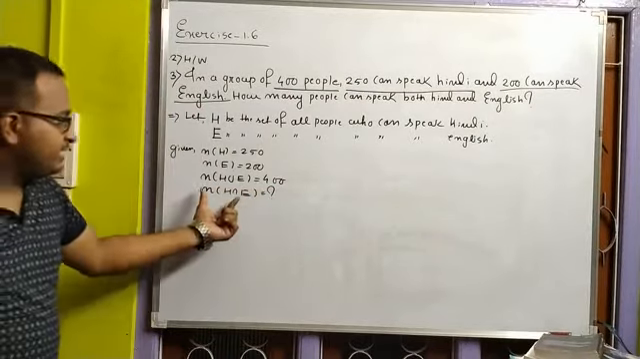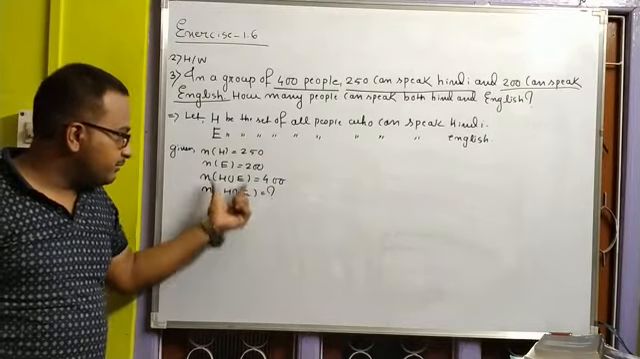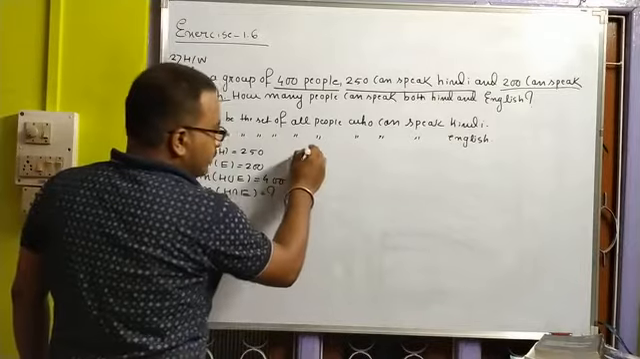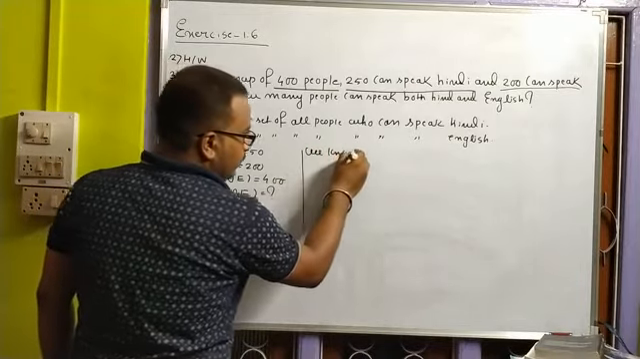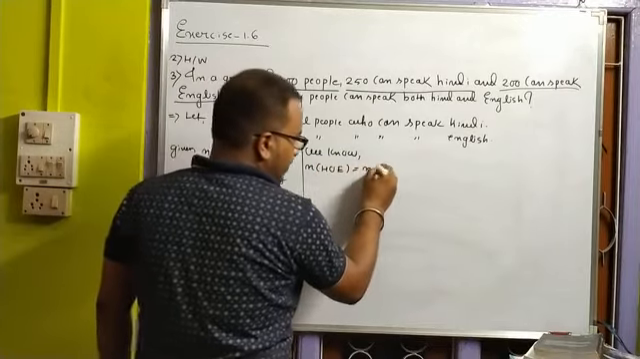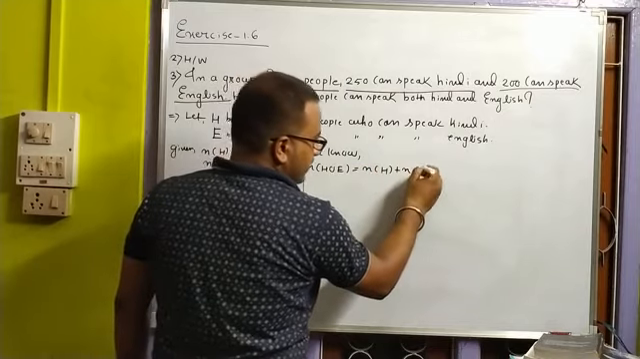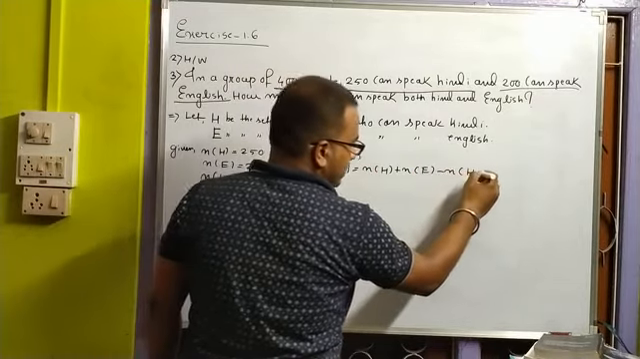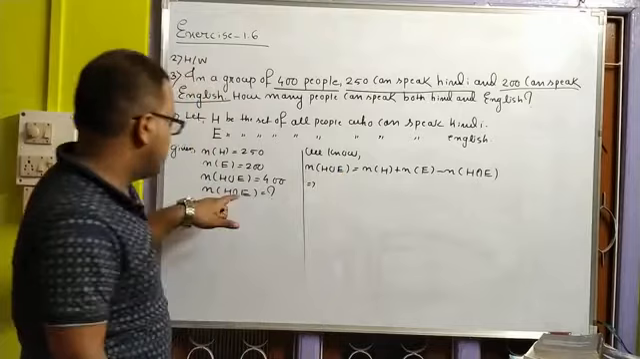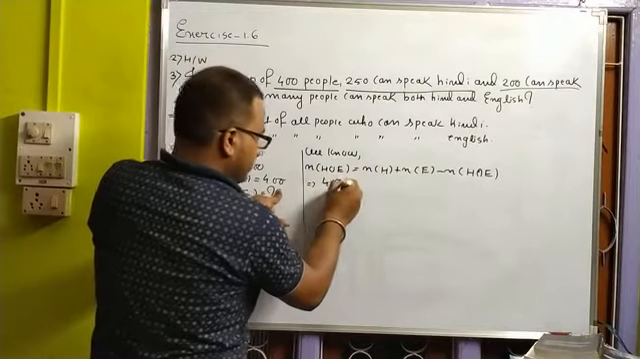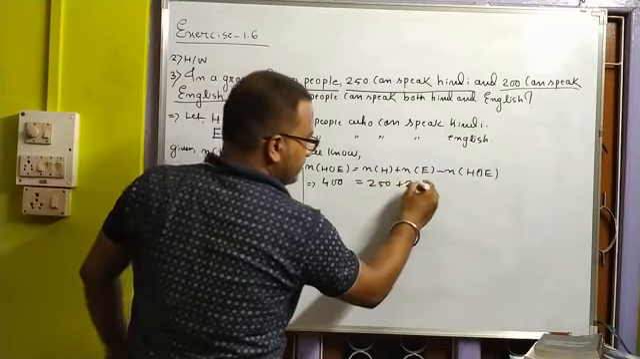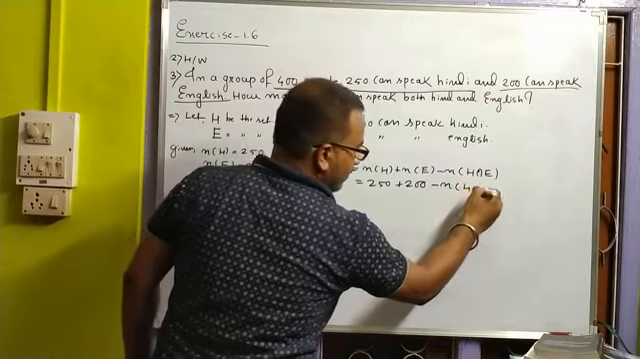So this is again easy. This is nothing but a formula based problem, so use this formula. You just write, we know the number of elements of the set H union E equals the number of elements of the set H plus the number of elements of the set E minus the number of elements of the set H intersection E. Now you just put the values. This value is 400, this value is 250, this value is 200, and this is what we are interested to find.